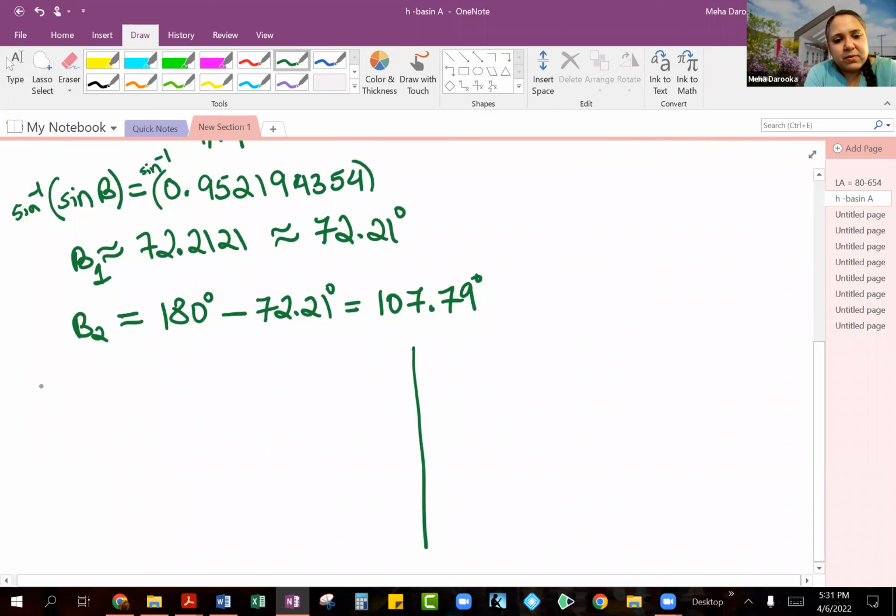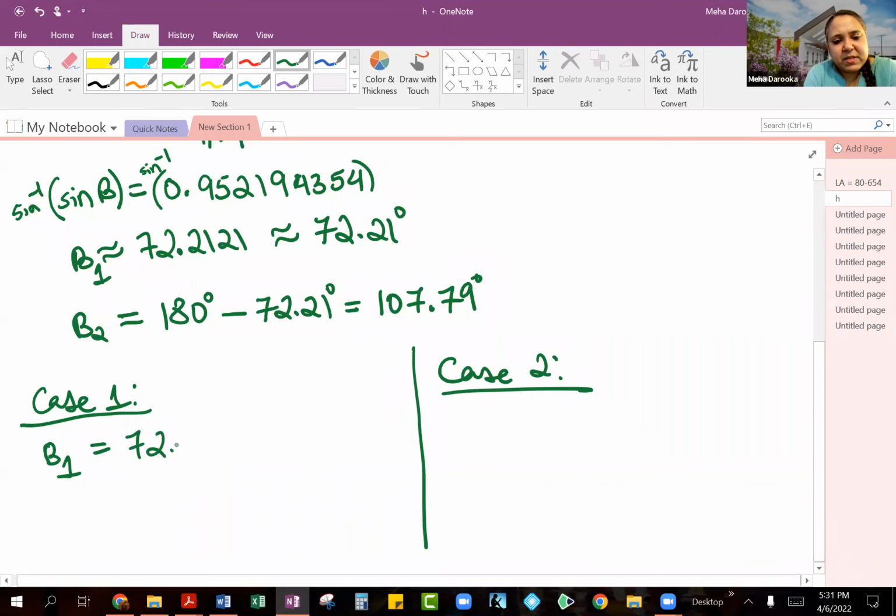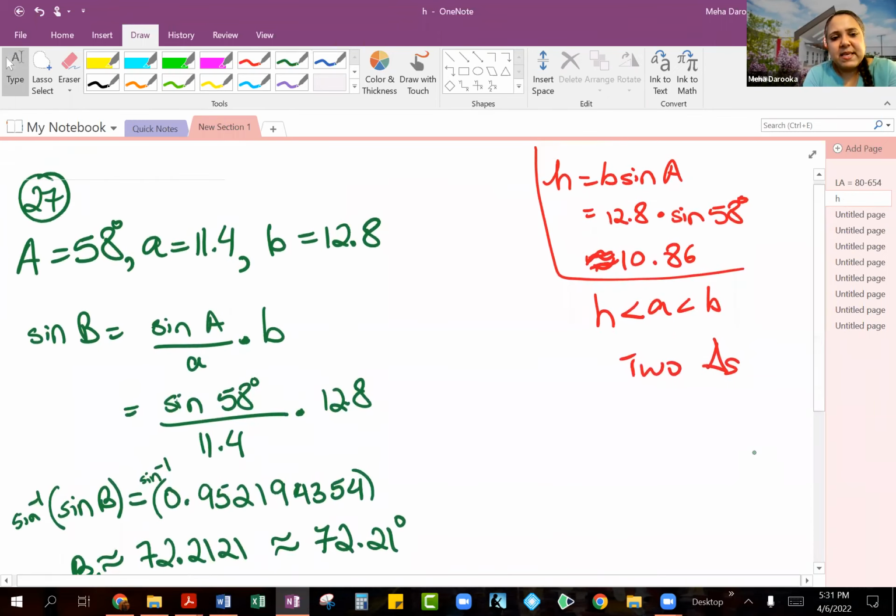Okay, so case 1, case 2. In case 1 you're going to use B1 as 72.21 degrees. Here we will use B2 as 107.79. So obviously you can see we have 2 of the angles now.